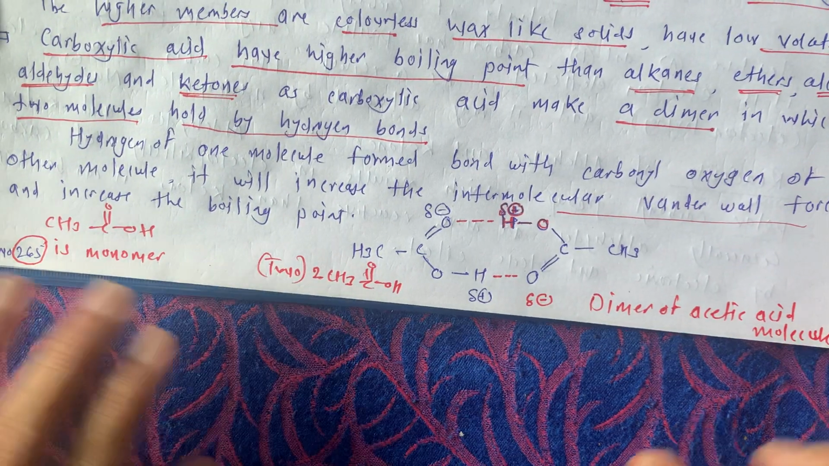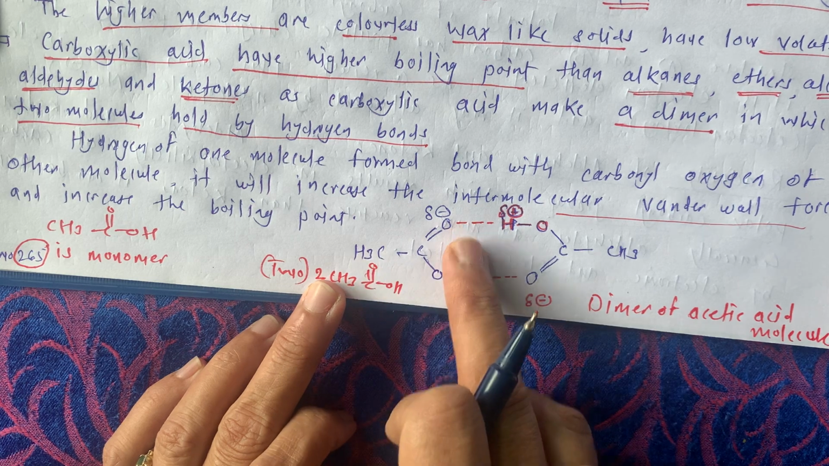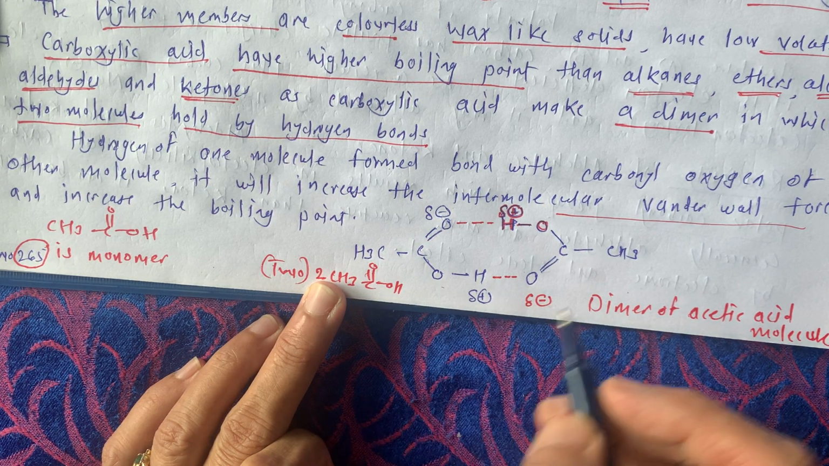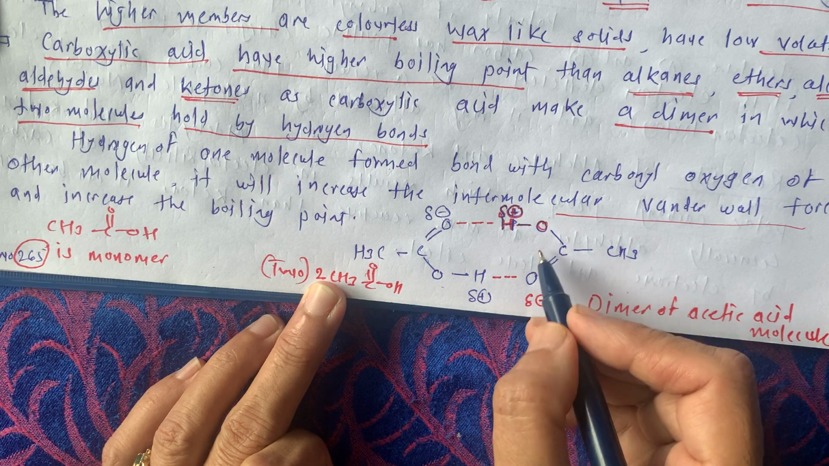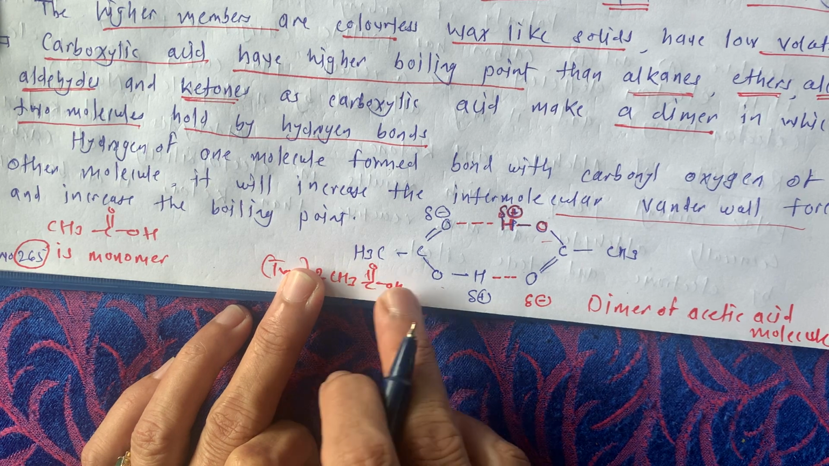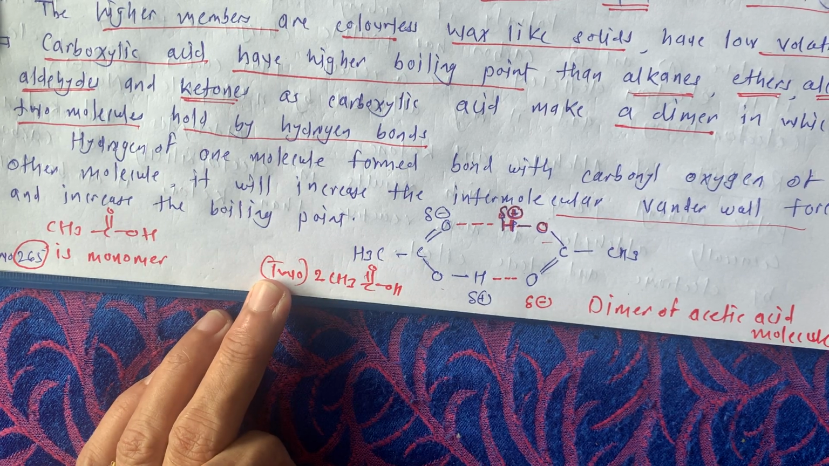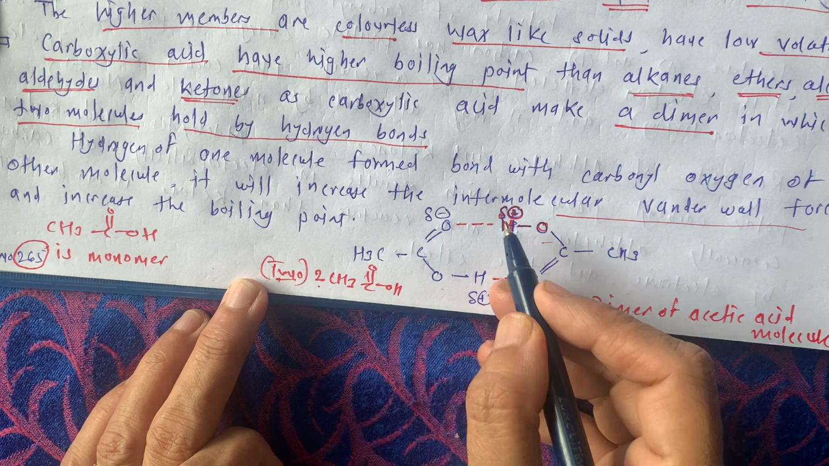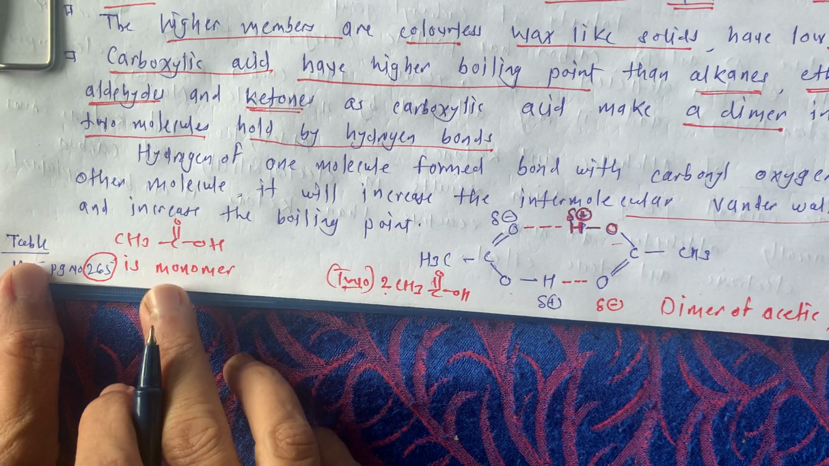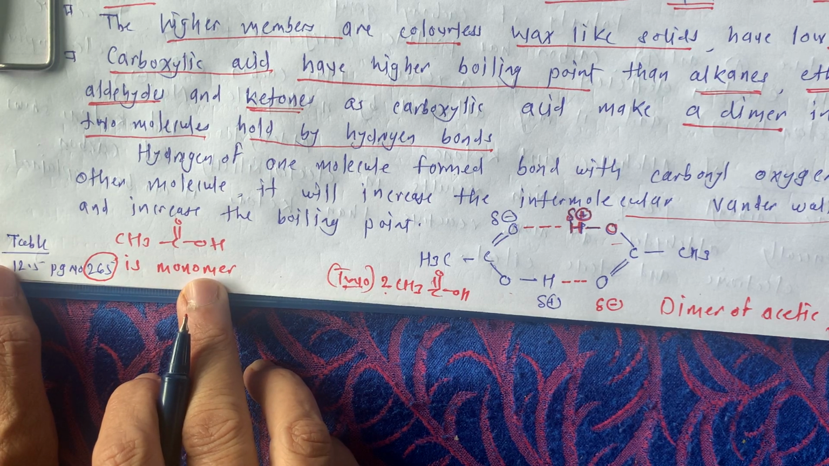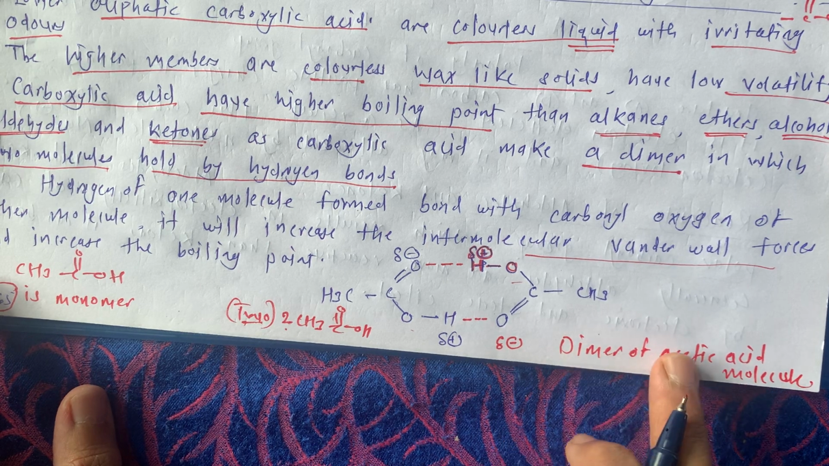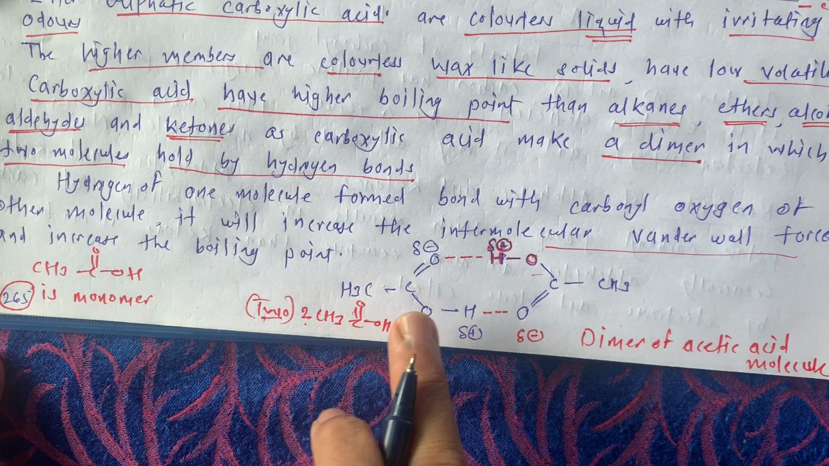See now here, this is one molecule of the carboxylic acid, CH3, C double bond O, OH. This is one molecule. This is another molecule, CH3, C double bond O, OH. This is nothing but our acetic acid. Now these are two molecules of the acetic acid. When there is a single molecule, then we call it a monomer. When there are two molecules, we call it a dimer.